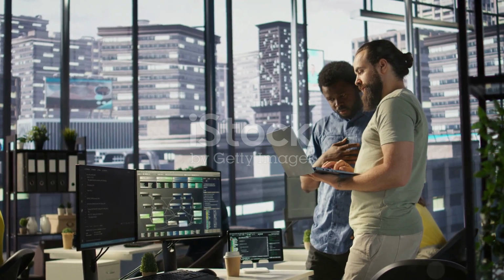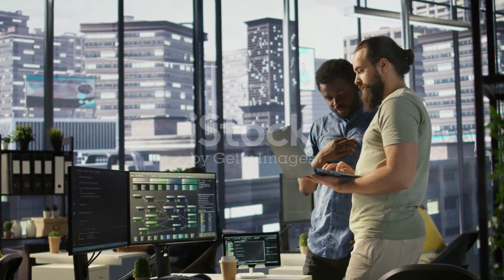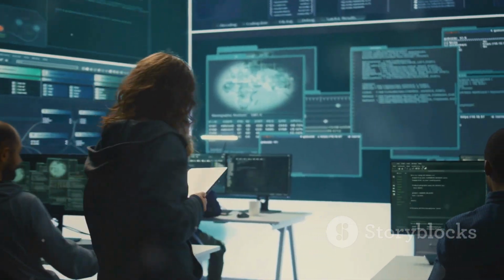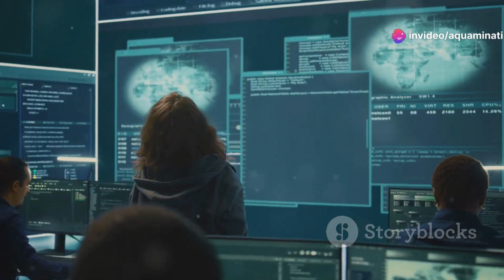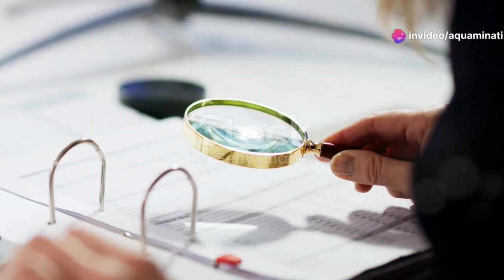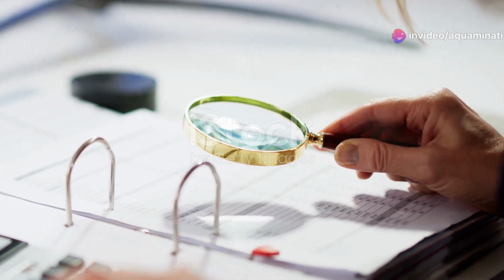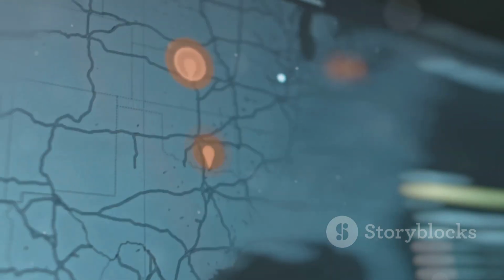Understanding controls is key to mitigating risks and ensuring compliance. Security controls are safeguards or countermeasures designed to protect IT systems and data from threats. They play a crucial role in reducing risks and ensuring compliance with regulatory requirements. Controls can be categorized into three types.